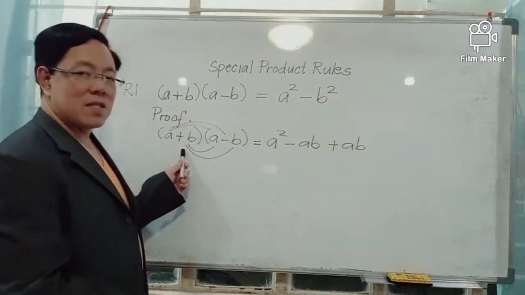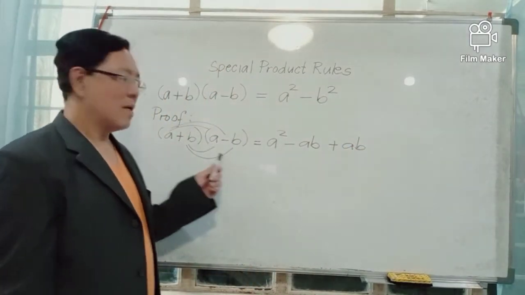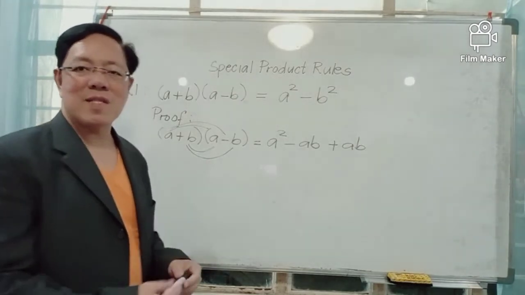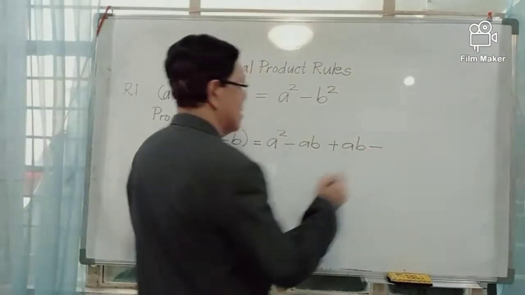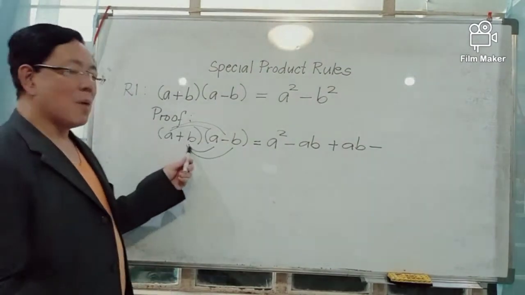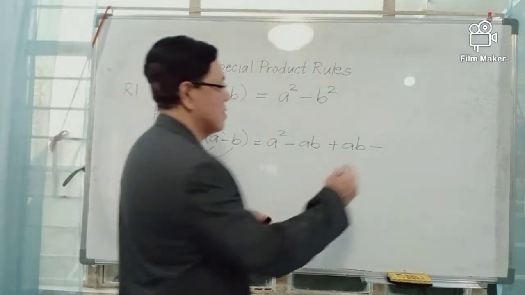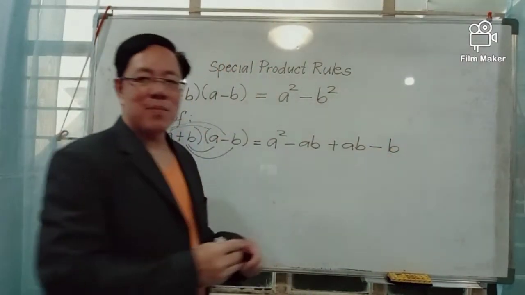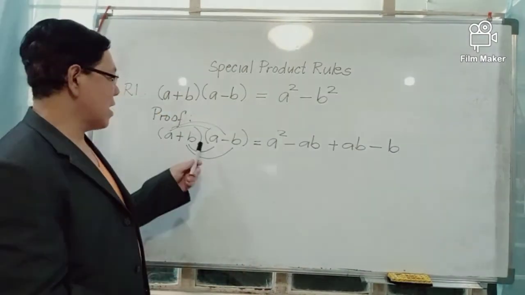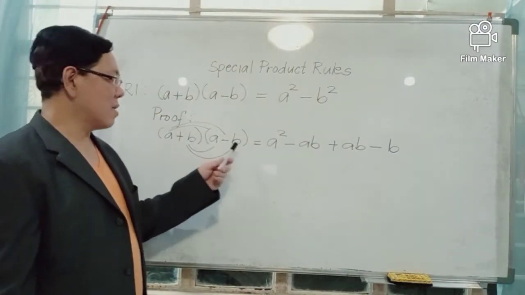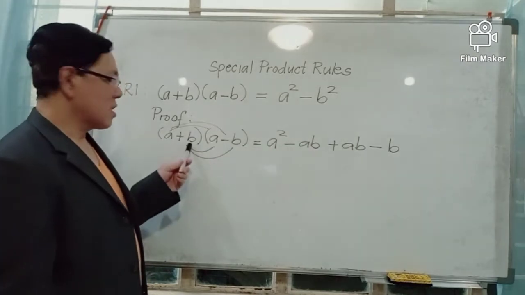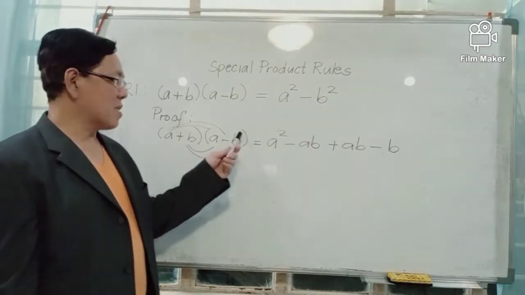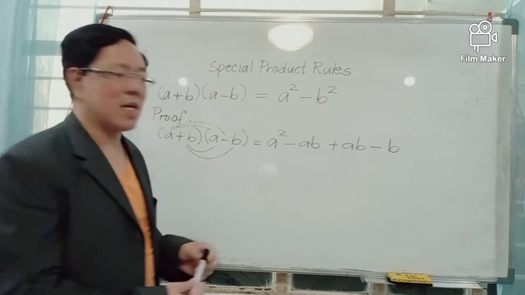And positive B multiplied by negative B: positive multiplied by negative is negative. And the common base is B. Again, by property of exponent, we add the exponent of B here and the exponent of B here. The exponent of B here is 1, plus the exponent of B here is 1, we get 2.